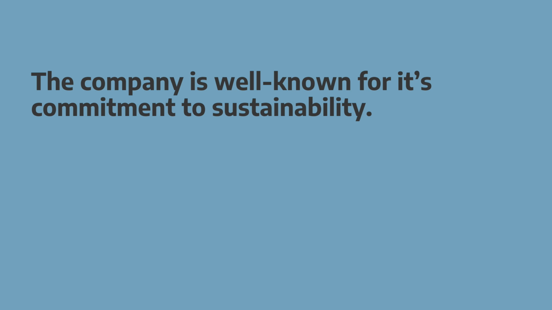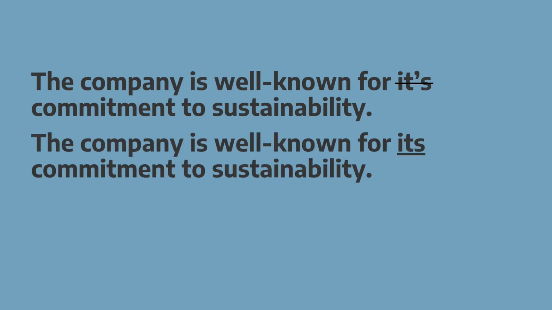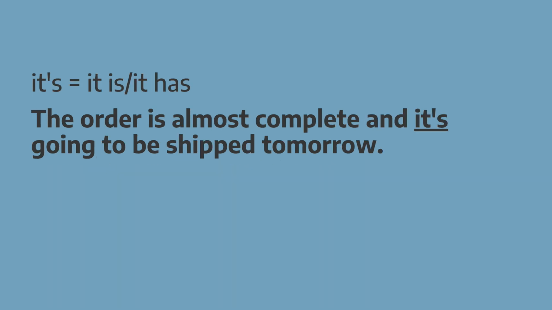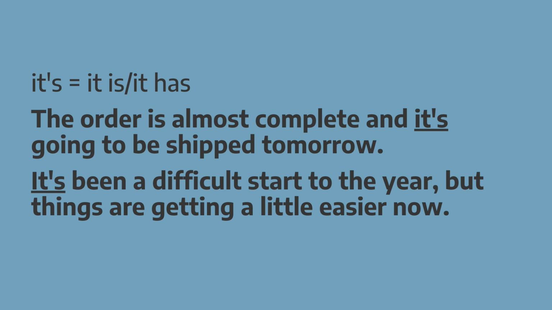Any idea what's wrong here? Well, it should be its without an apostrophe. We only use it's with an apostrophe as a short form of it is or it has. The order is almost complete and it's going to be shipped tomorrow. It is going to be shipped tomorrow. It's been a difficult start to the year, but things are getting a little easier now. It has been a difficult start to the year.